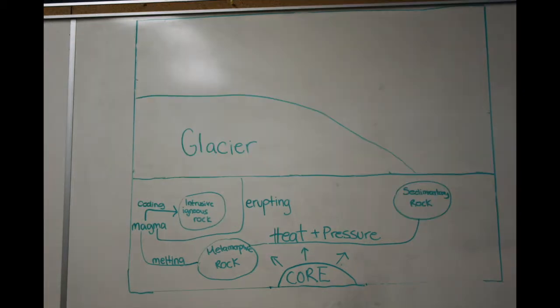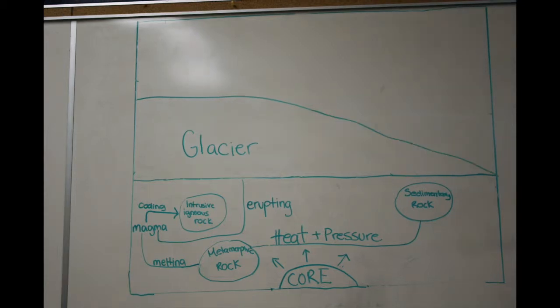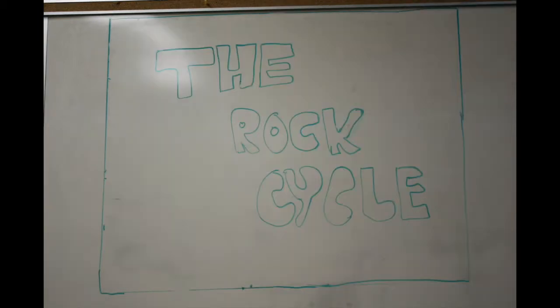A glacier is another natural feature that exposes the rock from beneath the Earth's surface. As the glacier moves, it removes layers from the Earth's surface. The glacier removed layers expose deeper layers of rock beneath the Earth's surface. This is the rock cycle.